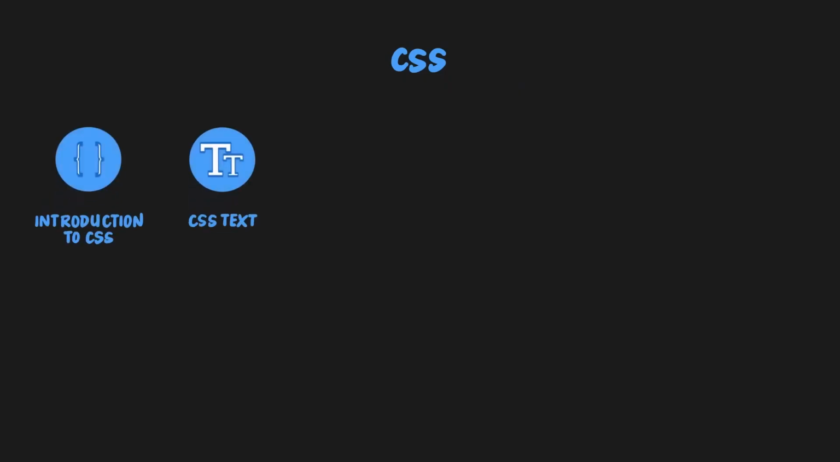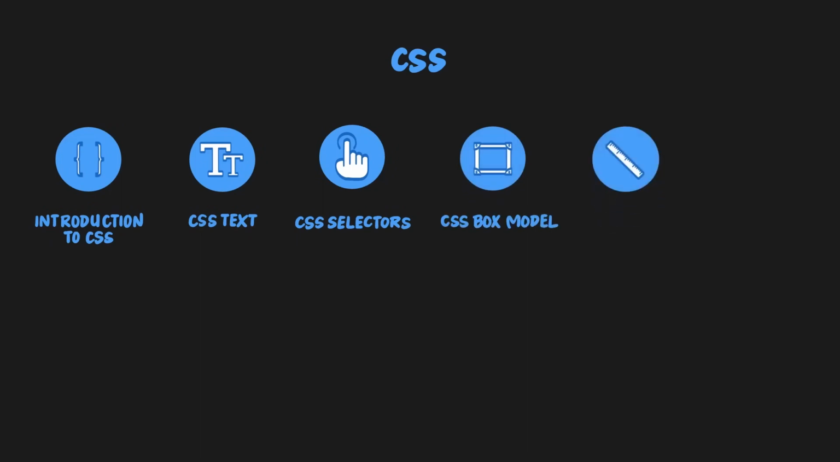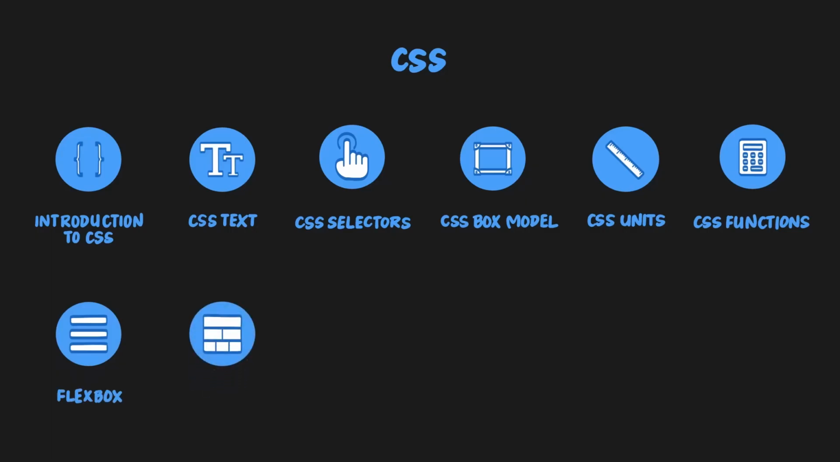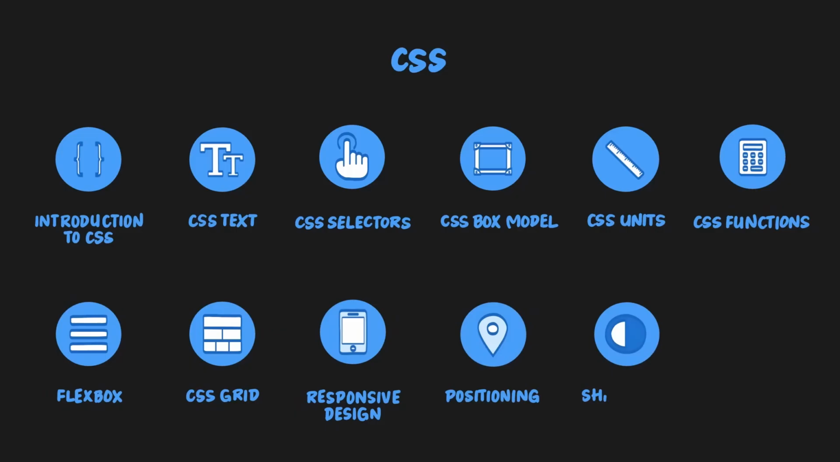We'll be covering the following topics: an introduction to CSS, CSS text, CSS selectors, the CSS box model, CSS units, CSS functions, Flexbox, CSS grid, responsive design, positioning, shadows and transitions, and CSS frameworks. Each of these topics contains many subtopics, which comprehensively cover everything you need to know to get a solid foundation that will enable you to code CSS at a professional level.